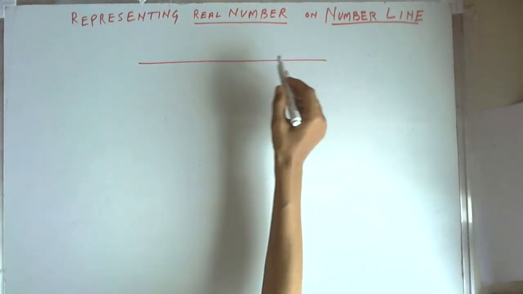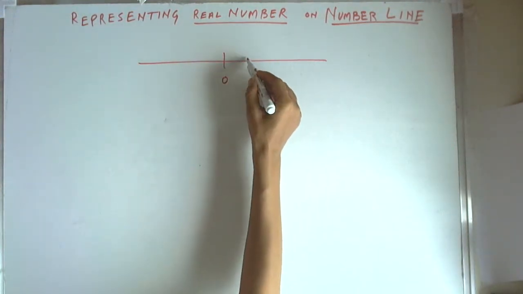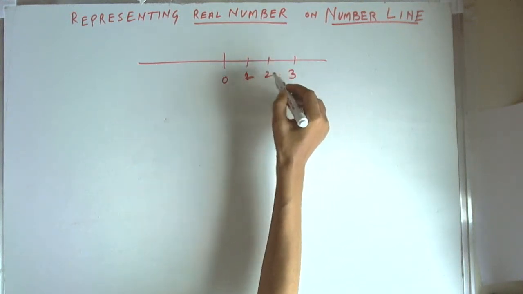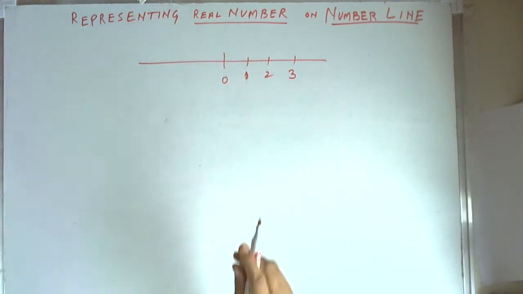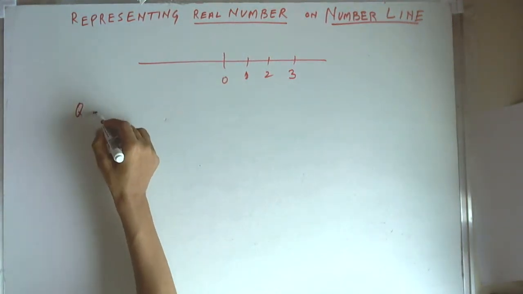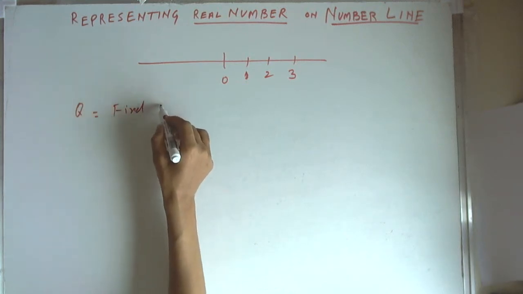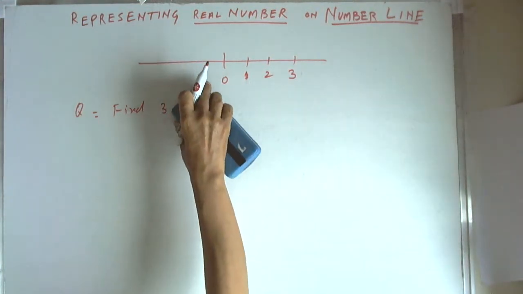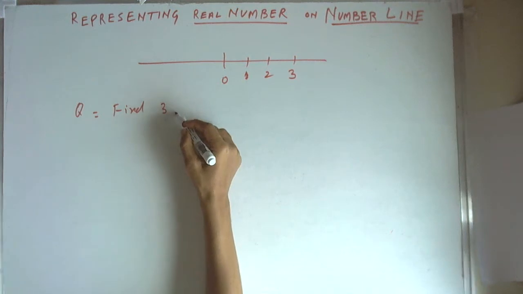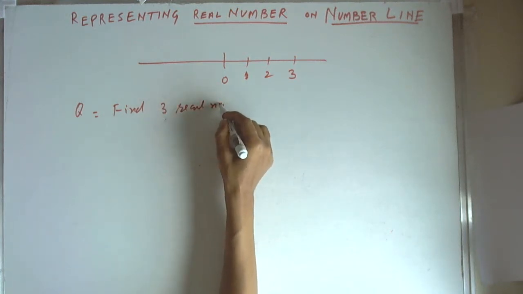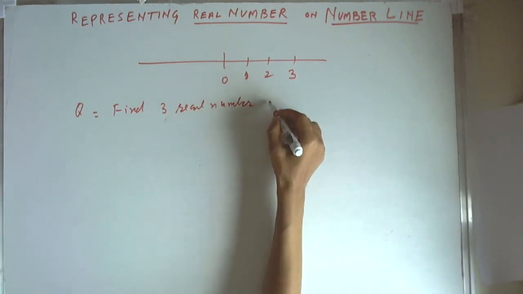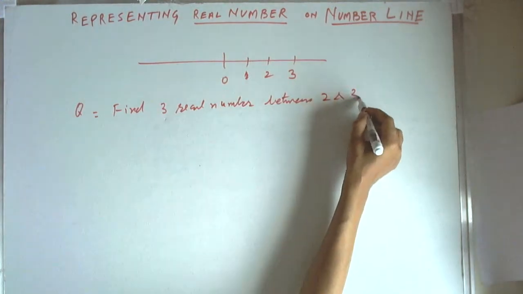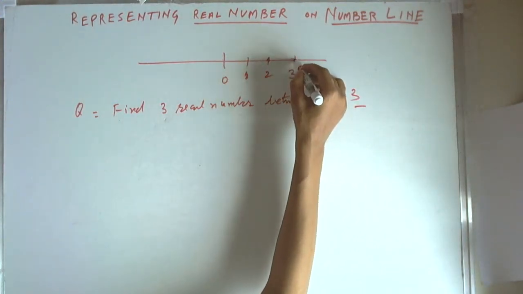Say we have this number line with 0 in between, and we have 1, and then 2 and 3. Suppose the question is: find three real numbers between 2 and 3.